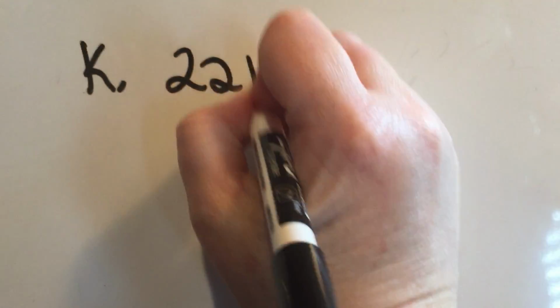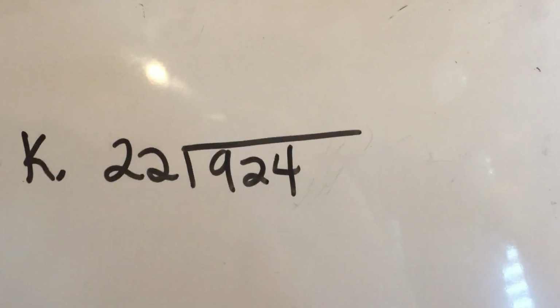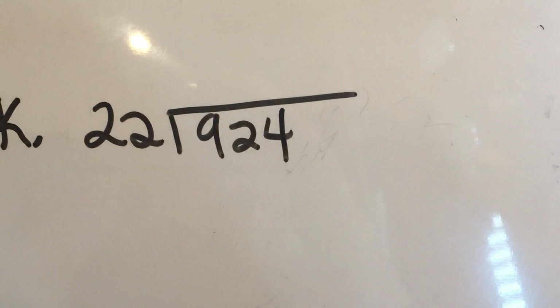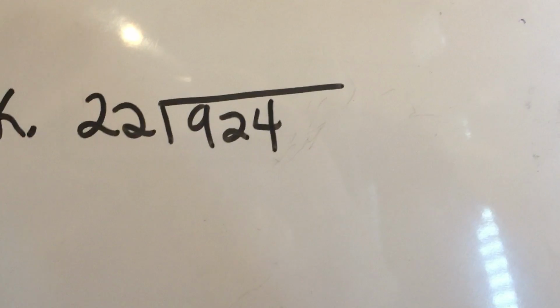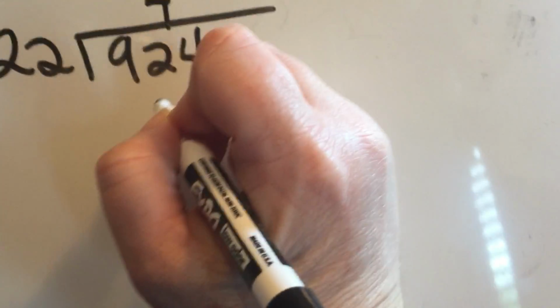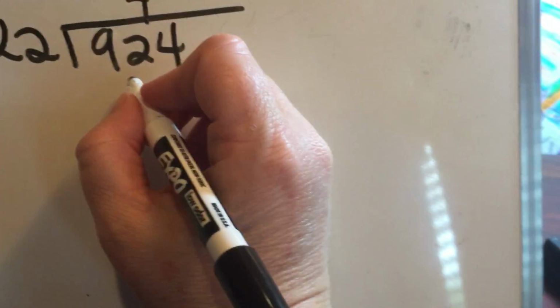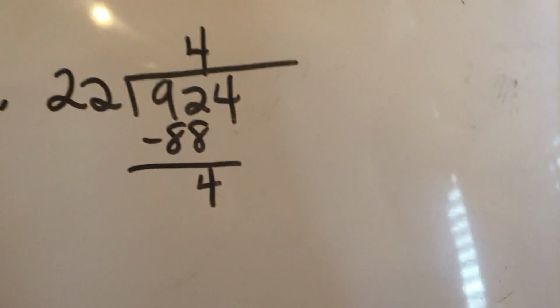K. K is 924 divided by 22. All right, 2 will go into 9 4 times, so 22 should go into 92 4 times. Let's try that out. 22 into 92 4 times. 4 times 22 is 88. Subtract and you'll get 4.